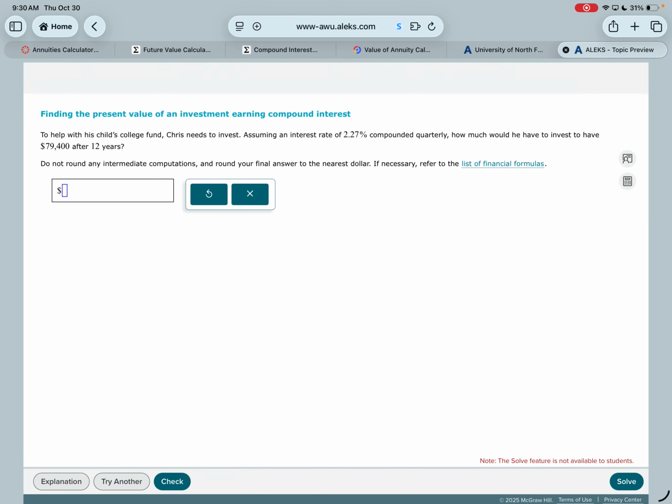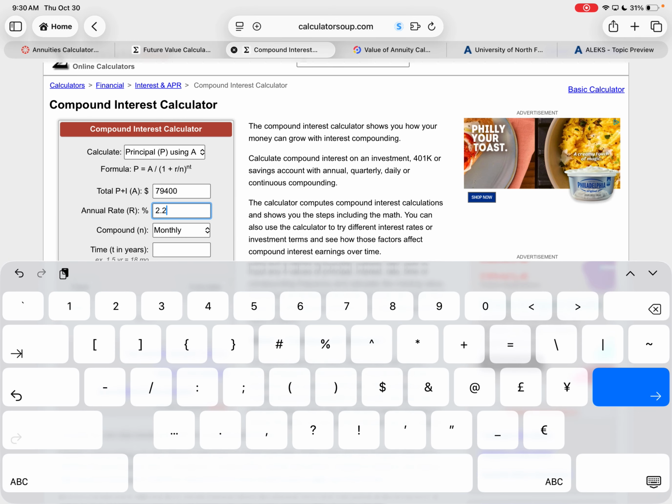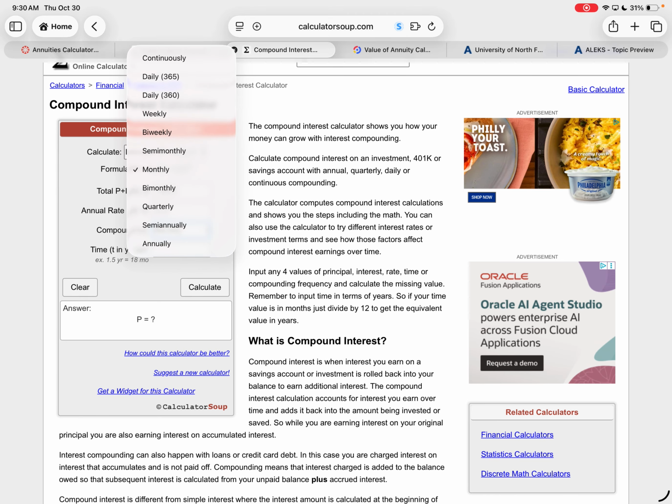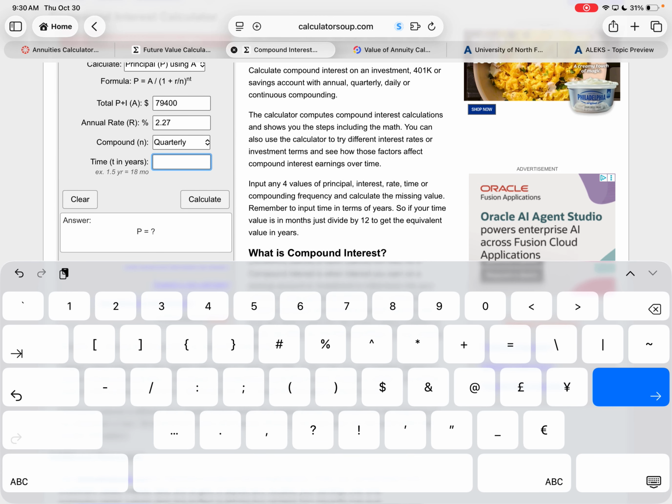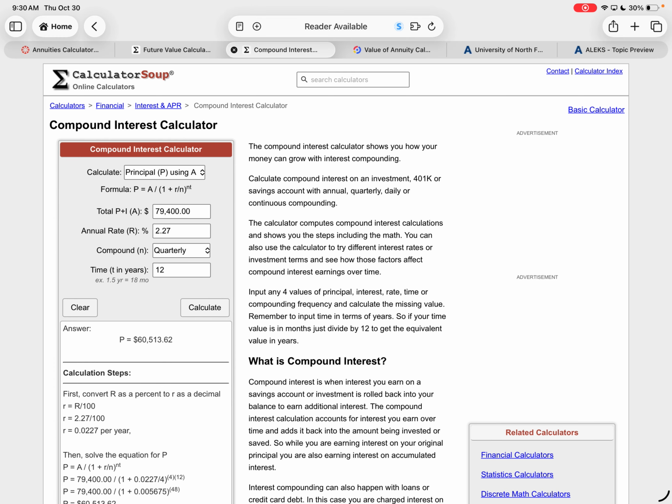And we got 2.27 quarterly for 12 years. So N is equal to 4 because I'm doing it 4 times a year for 12 years. And you get your answer right there, 60,500.